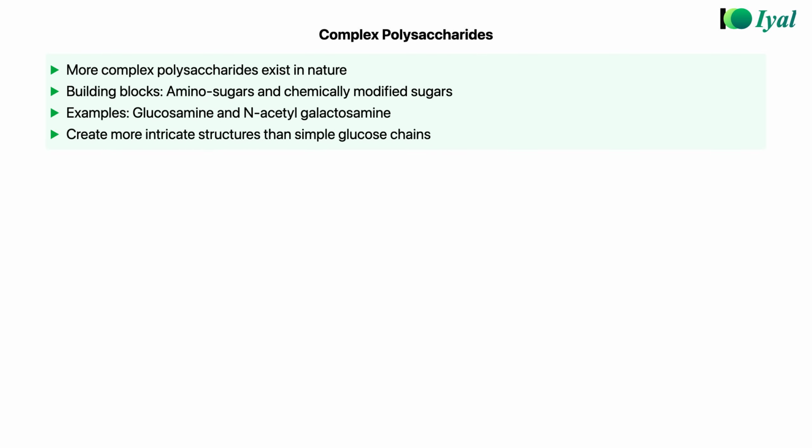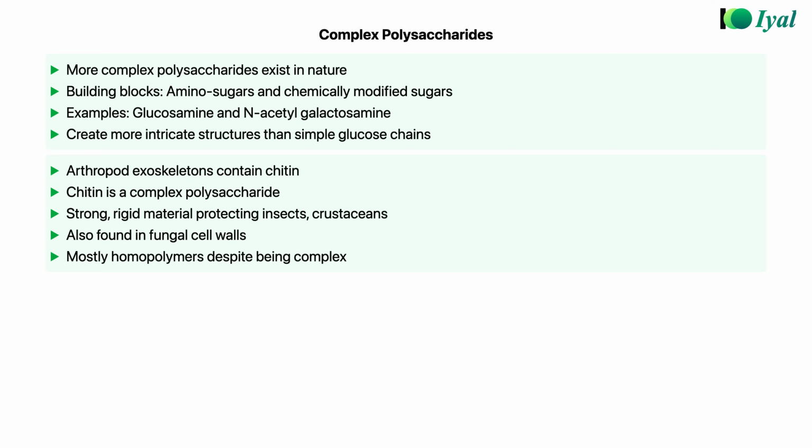Beyond simple glucose chains, there are more complex polysaccharides with more interesting building blocks. Instead of just plain glucose, they're built from amino sugars with amino groups attached, acetylated sugars, and other chemically modified sugars. Glucosamine and N-acetyl-galactosamine are examples. These create more intricate, specialized molecules.